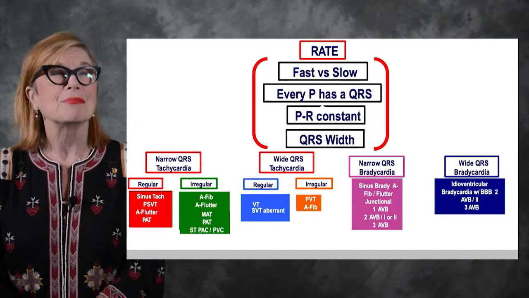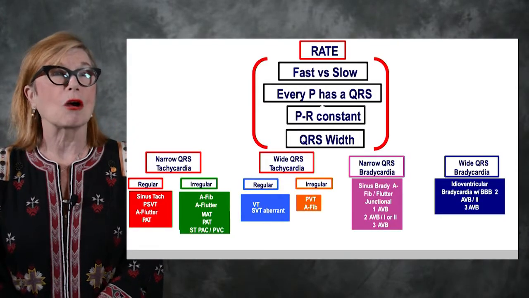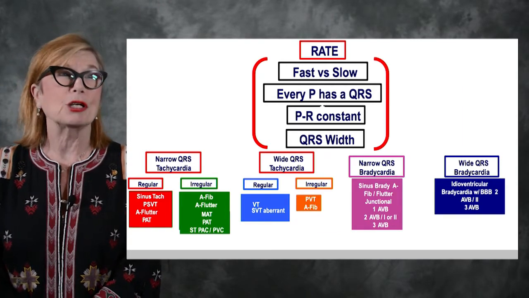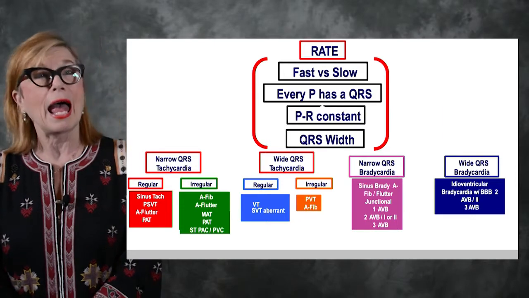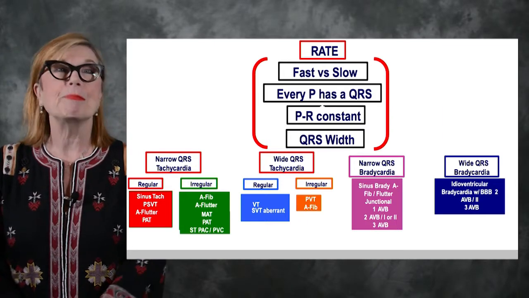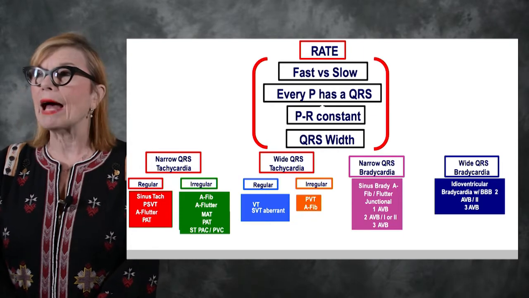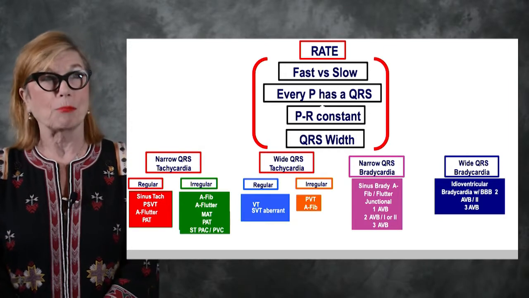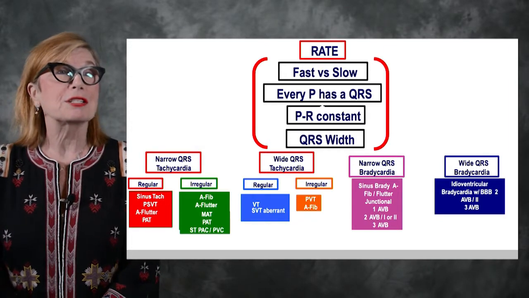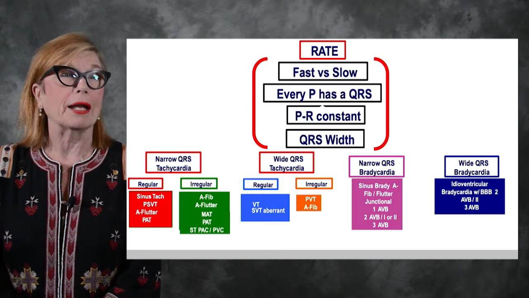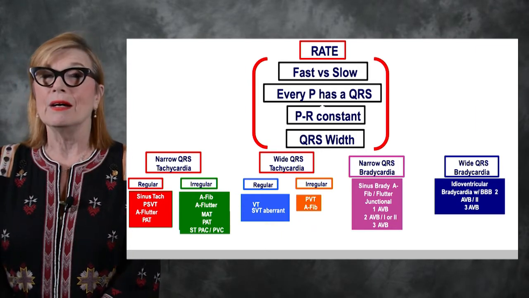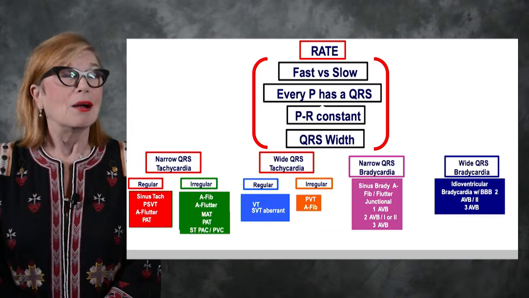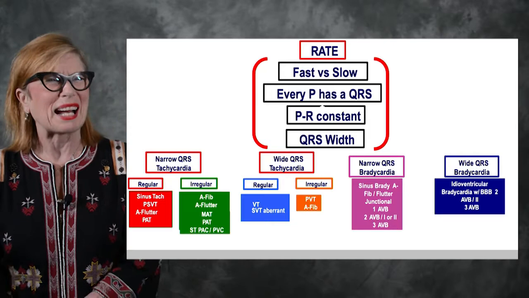To begin, we want to remind ourselves that rhythms are described either as fast or slow, and we like to make sure that every P has a QRS, looking at P to P interval and R to R interval, and that every PR interval is constant, and that the QRS width is less than 0.10 and at the max less than 0.12. Rhythms are described as narrow QRS tachycardia, wide QRS tachycardia, narrow QRS bradycardia, and wide QRS bradycardia. We've discussed that a few times and we'll be discussing it again.